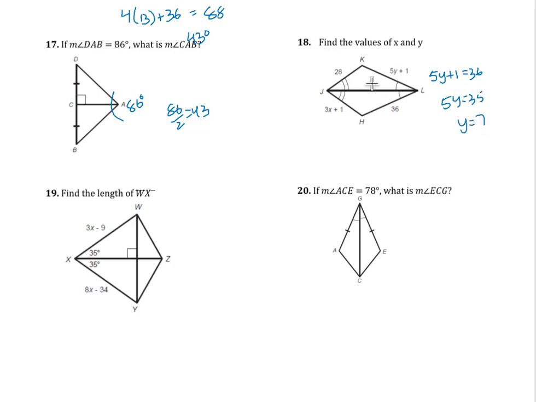3x plus 1 is equal to 28, and 5y plus 1 is equal to 36. So we find out that y is equal to 7. And we find out that x is equal to 9.